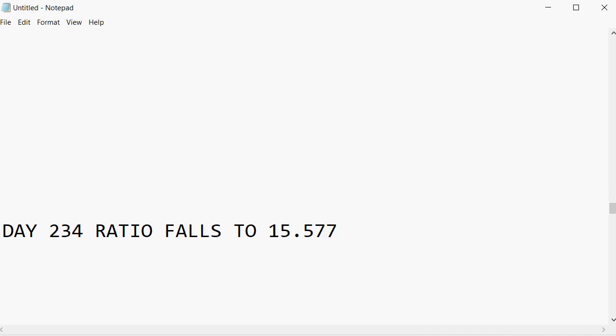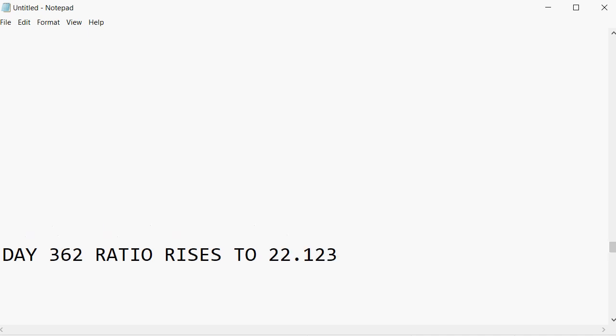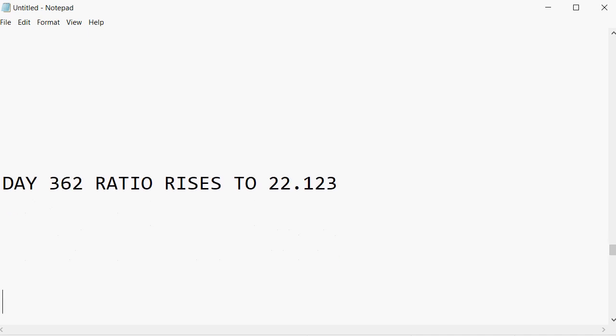Day 234, falling down to 15.577. Day 252, falling further to 7.144. Day 257, falling even more, 2.902. Day 349, rising up to 9.846. Day 362, rising to 22.123. You're in the game and a lot of trades, a lot of profit.